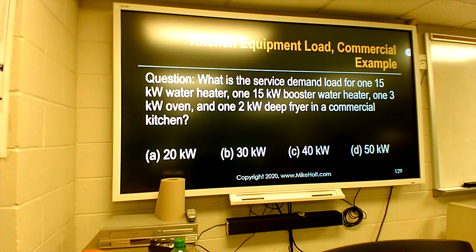What is the service demand load for one 15 kilowatt water heater, one 15 kilowatt booster water heater, one 3 kilowatt oven, and one 2 kilowatt deep fryer in a commercial kitchen? So how many loads do we have there? You got the water heater, a booster, an oven, a deep fryer. So you got 4 loads.